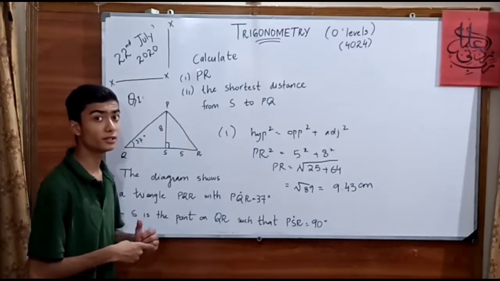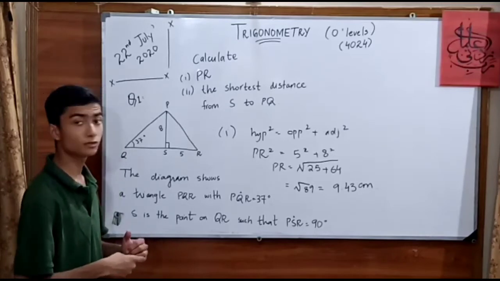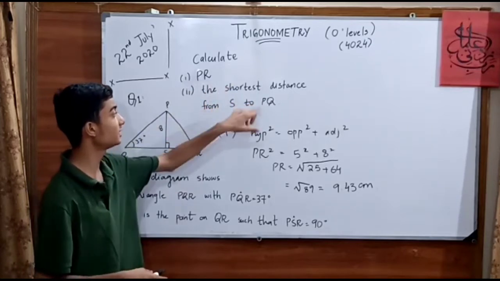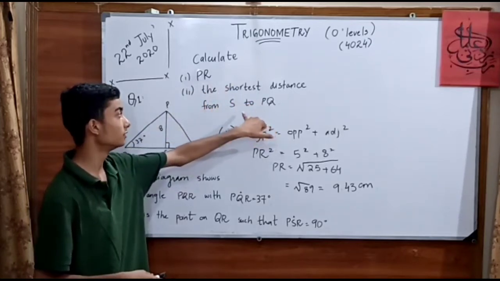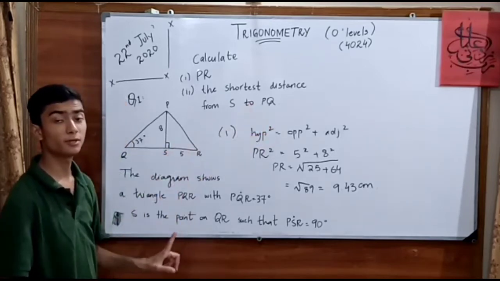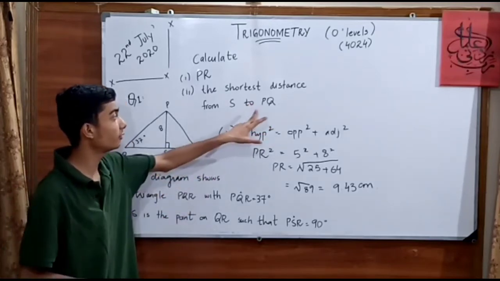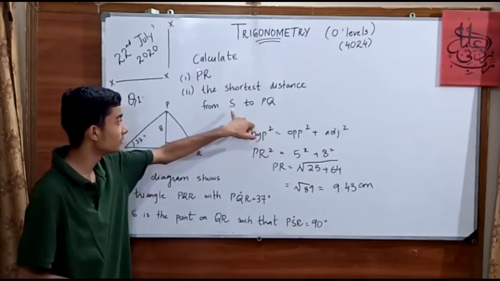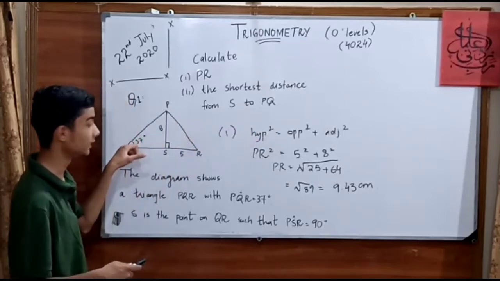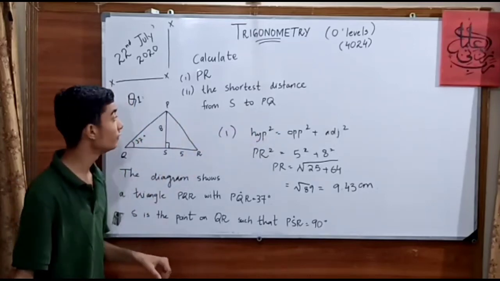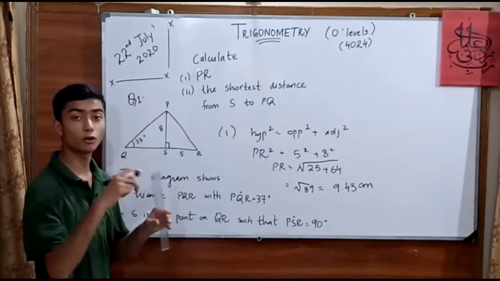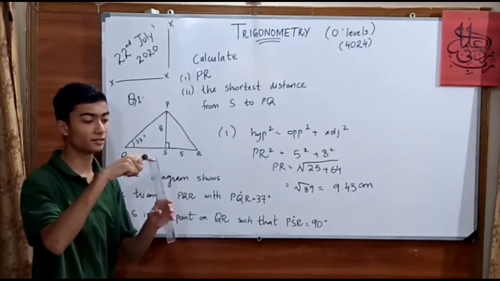In the second part, we are just focused on the wording of the question, which says: calculate the shortest distance from S to PQ. The shortest distance from a point to a line is always the perpendicular distance. From S to PQ means the point S is over here and the line PQ is over here. So for drawing the shortest distance, we always have to take out our scale and focus on the top horizontal side of our scale, which is like this.